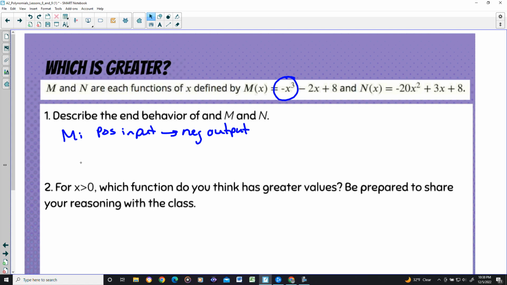Is the reverse true? Negative input, negative raised to the third power is going to be negative, and the fourth negative sign makes it positive.